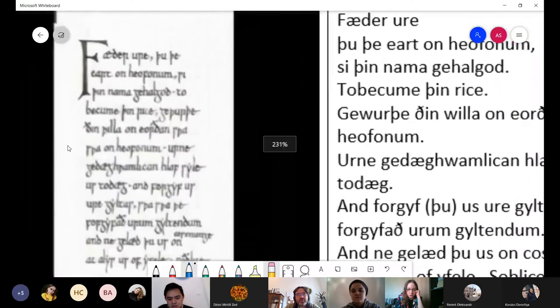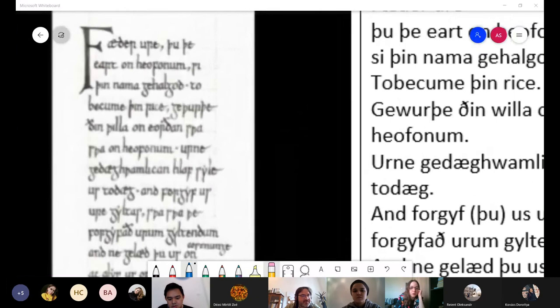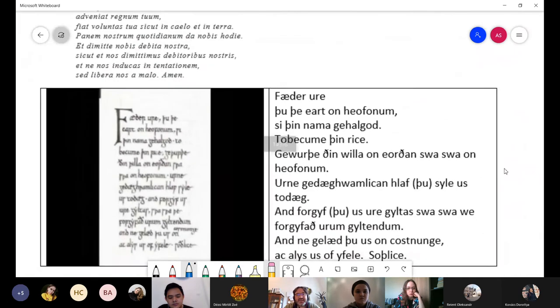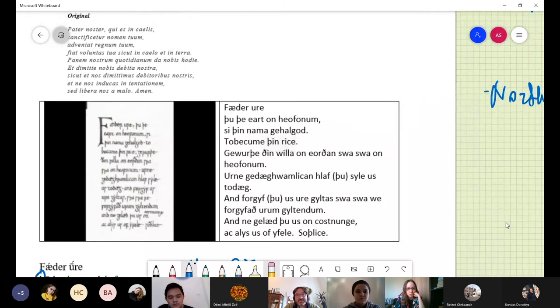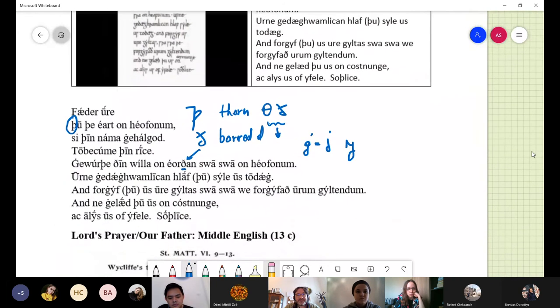Okay, and what did it look like in actual spelling? Now, this is Old English, see? This is not a very lovely photo, but this is what it looks like. It's not impossible to read it. You have to know a number of conventions, right? Okay. Don't be disheartened. Now let us look at the Lord's Prayer in Old English.